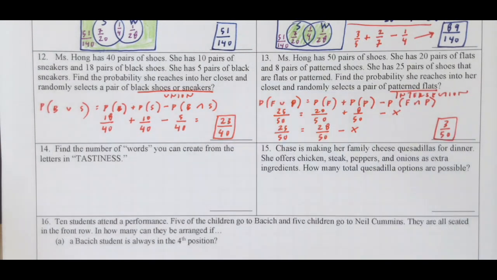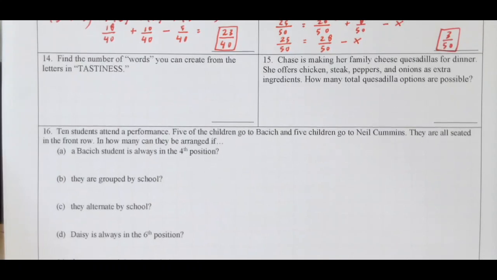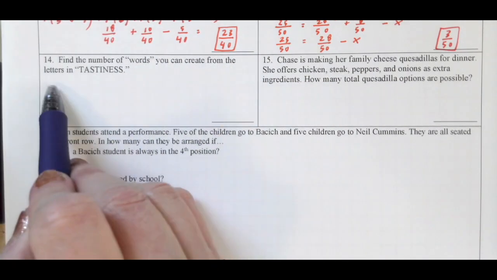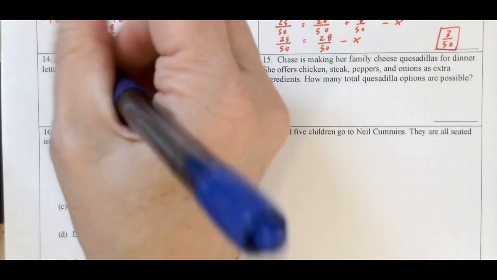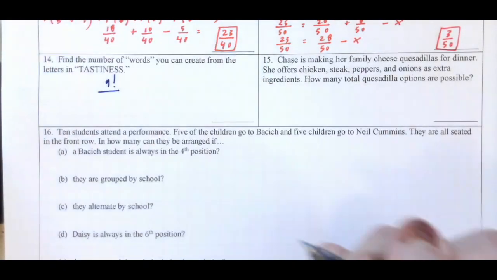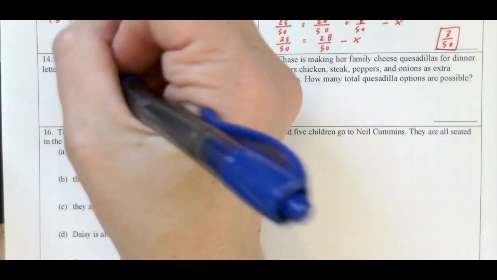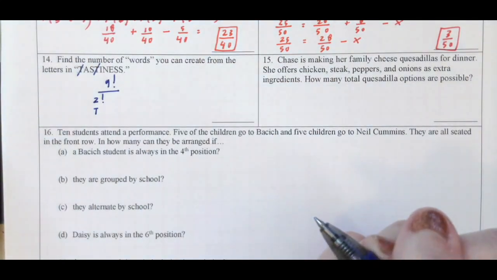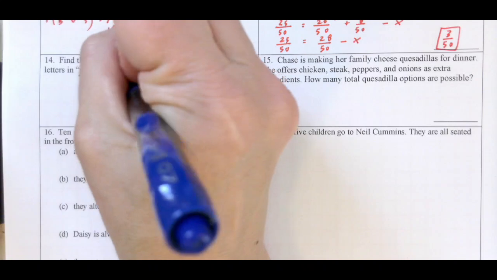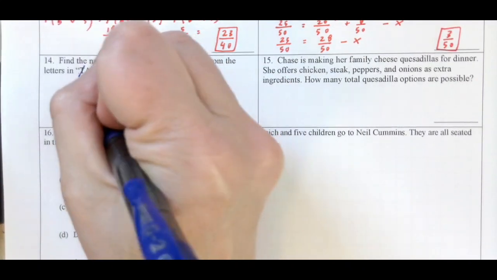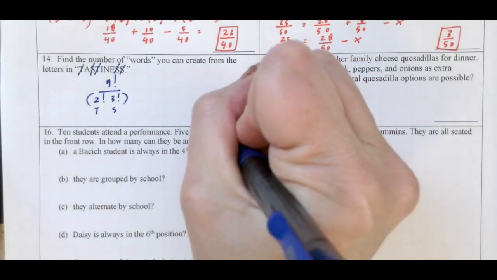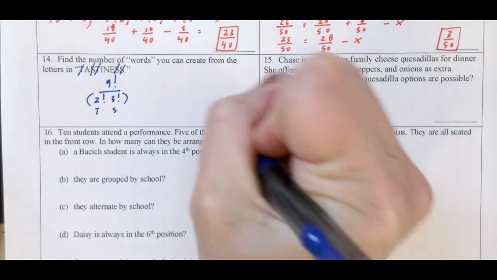All right. Lastly, looking at some permutation combination problems. So find the number of words, right, in quotes, you can create from the letters in tastiness. So if all those letters were different, it would be 9 factorial. But we have some duplicates, and we can't tell the difference between these identical t's. So 2 factorial, divide that out for the t's. We also have duplicate s's. So 3 factorial for the s's. Do not forget parentheses. That is essential. We end up with 30,240 words.